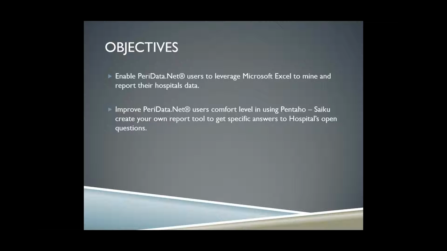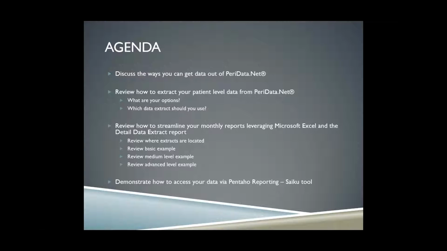So the agenda is to discuss the ways to get the data out. We'll review how to extract the data out of PDN and what your options are in doing so, with some examples of leveraging Excel to look at your data. Then we'll get into the online tool called Saiku and talk about how to use that tool and why you would.